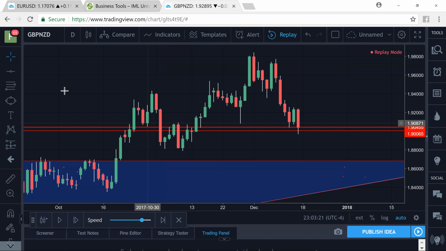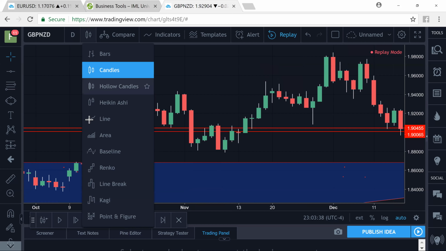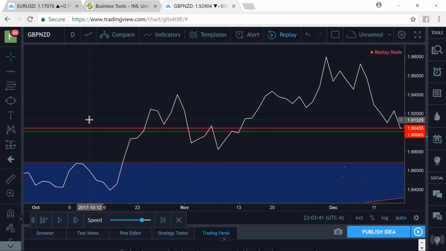Here's an M and a W formation, but you can't see it because there are a lot of distractions here, there's the candles. So if you want to see it, you switch to the line chart. Now do you see the M and W, baby? Now do you see the M and W?